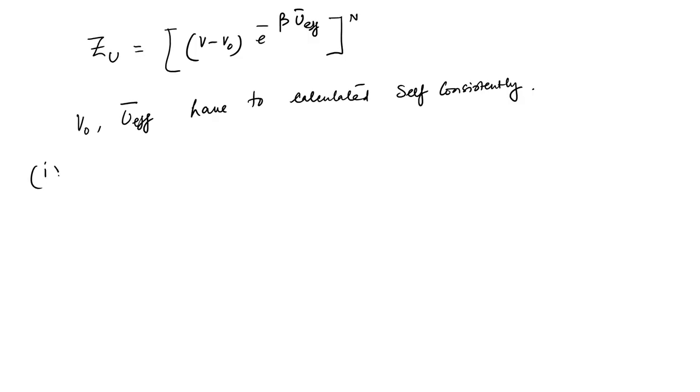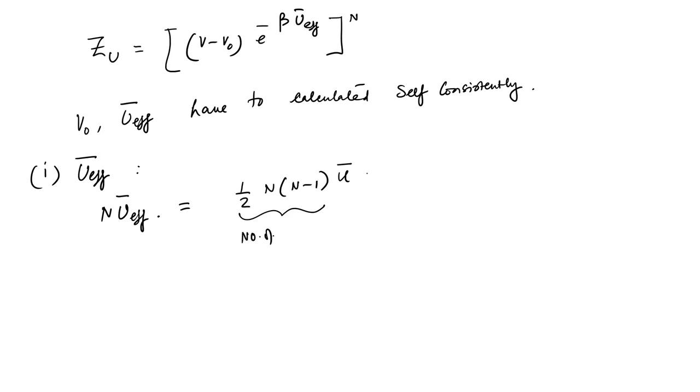So the first thing, let's determine U effective average. Basically, you can use N times U effective, which is equal to half into N minus 1 into U average. Where is this coming from? This is basically the N by 2 pairs coming out, so it's the number of pairs of interacting molecules. N is the total number of particles or molecules, and each one of them has an average potential which is U effective.